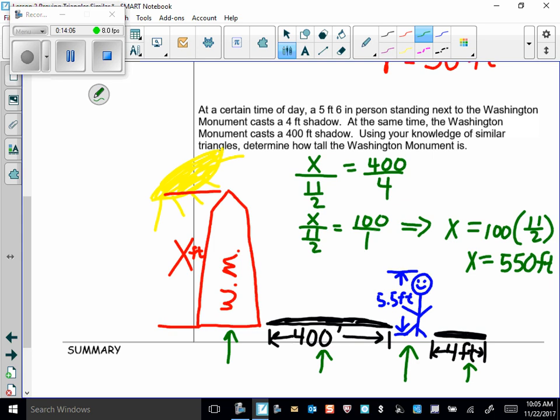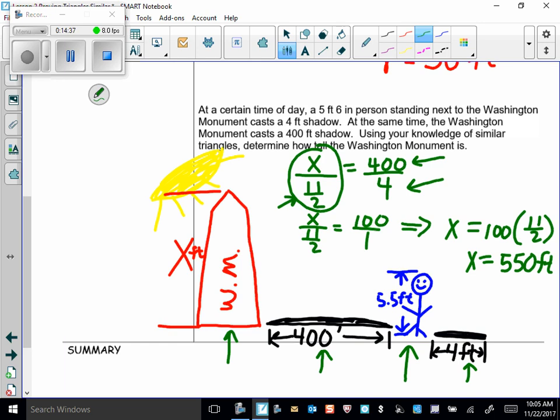Please draw the picture. Okay, so I set up my proportion. I know the height of the monument is to the height of the person, and that's this part right here. And you know I don't like to work with decimals because I don't have a calculator, so I'm going to change that 5.5 to 11 halves. The height of the monument is to the height of the person as the shadow of the monument is to the shadow of the person. So there's my proportion, and then I just cross multiply.